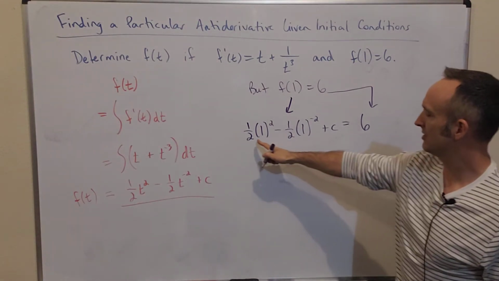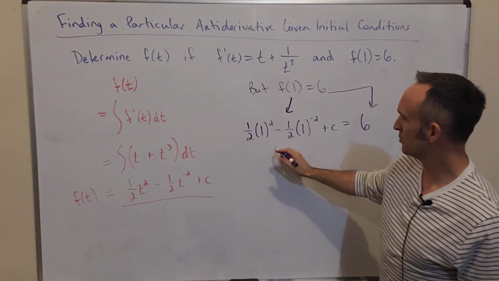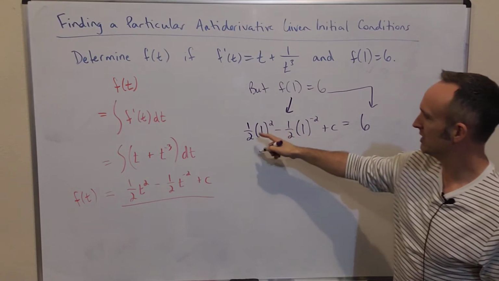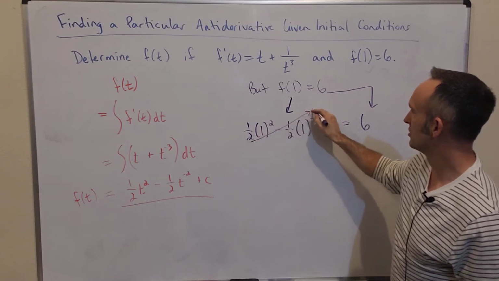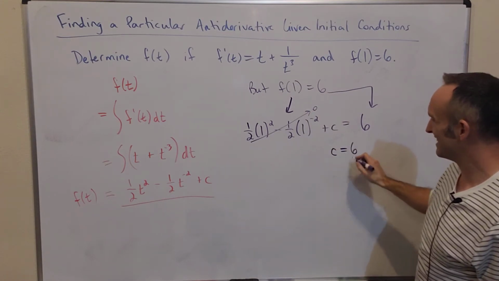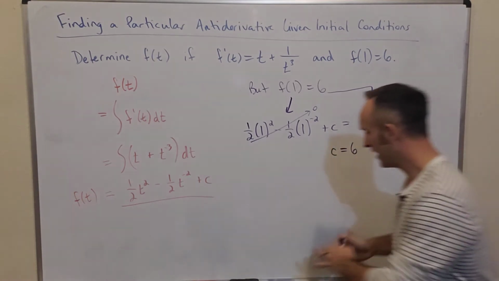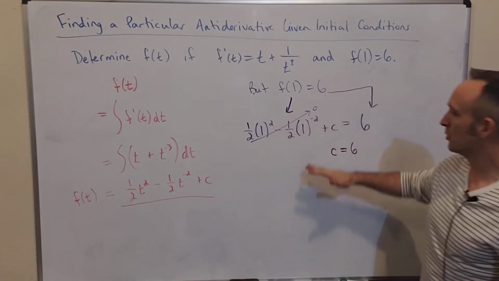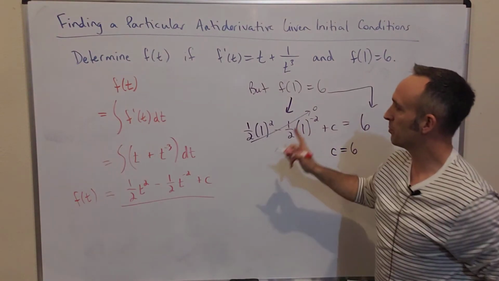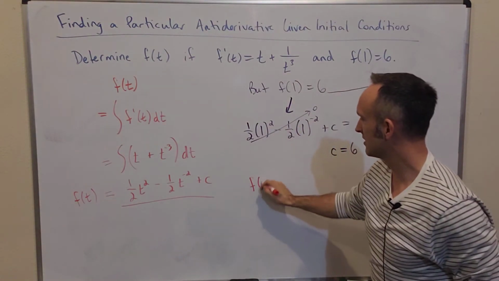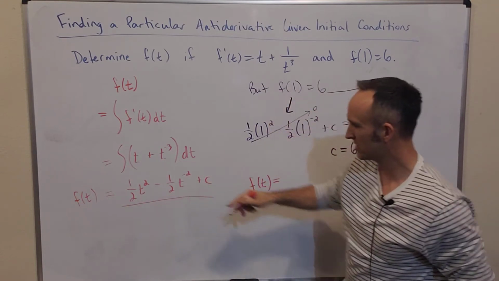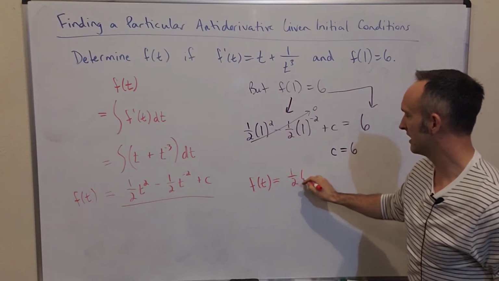So what we get is 1/2 times 1 is 1/2, minus 1/2 times 1 is 1/2. So these guys subtract and just go to 0. So in fact, this one's very simple. That constant is 6. So the final answer is, what we're trying to do is determine f of t given this information. So the particular antiderivative that we're looking for is this guy where c is 6.